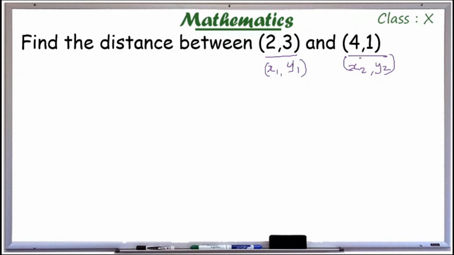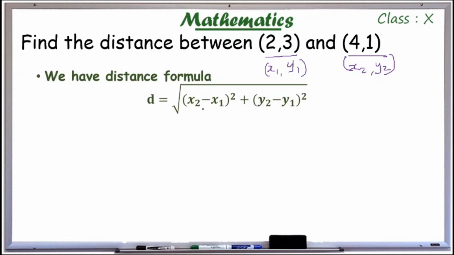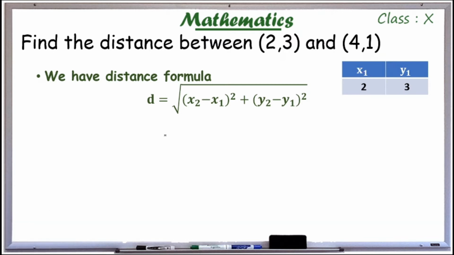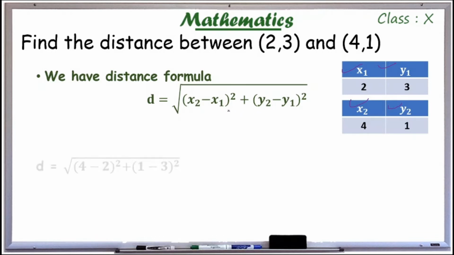This bracket is very important so that we can understand it is a coordinate. And we have the distance formula d is equal to root of (x2 minus x1) all square plus (y2 minus y1) all square. First you have to draw a small table. So x1, y1, x2, y2, 4 values are there. Now I have to substitute each value in this formula.